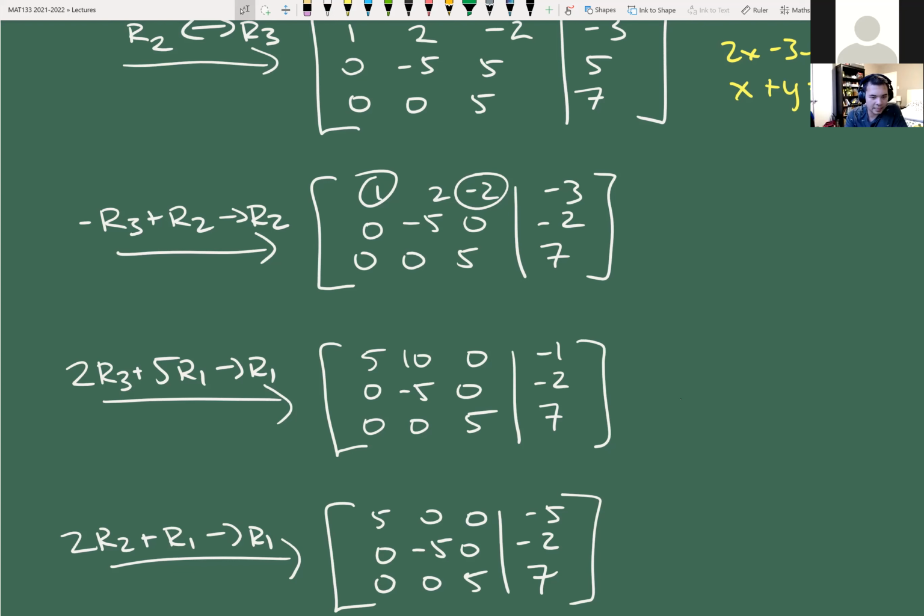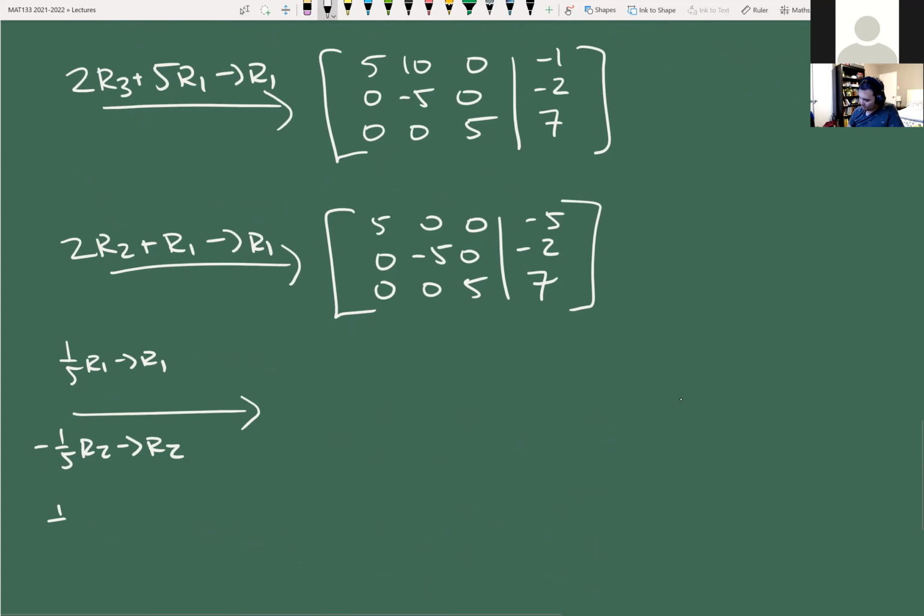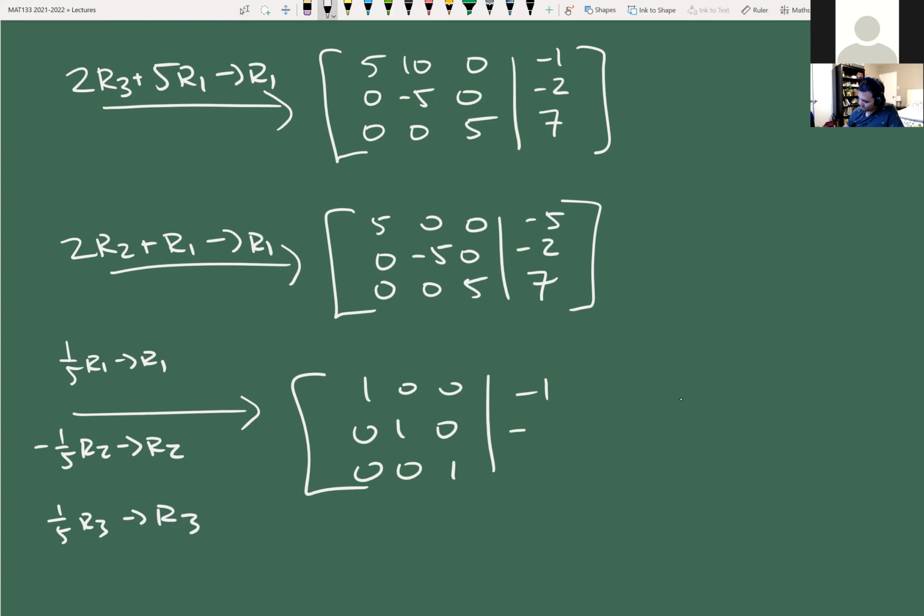And yeah, you notice that we're basically done. At this point, it's really easy to get the RREF, right? 1/5 row 1, R1 into R1, -1/5 R2 into R2, and 1/5 R3 into R3. 2/5 and 7/5. Is that the answer that we had before? Boom, it is. This is what we got.